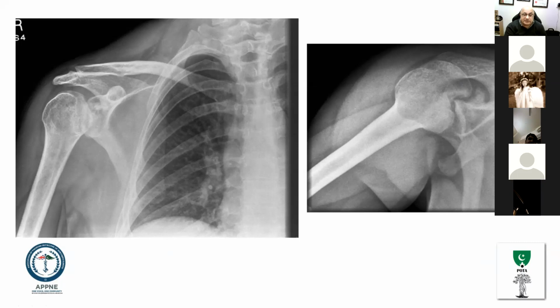Yes, sir. That's because this patient turned up to clinic after having a fall after 6 weeks. By that time, nobody had reduced the shoulder, so this was a locked posterior dislocation. So what is the plan of management now?